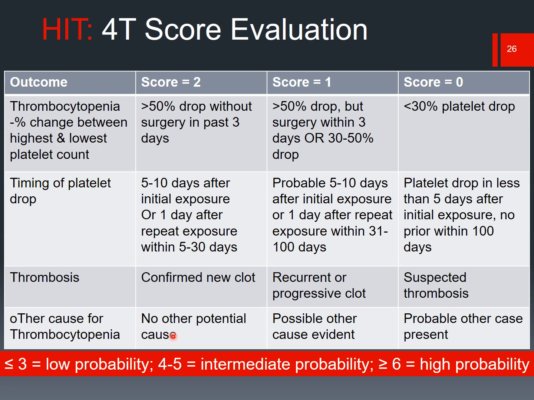In any regard, we add up the total score for the different 4 T's. And if their 4T score, as seen down here below, is less than 4, they have low probability for HIT. If it's 4 to 5, it's intermediate, and anything 6 or higher is high probability of HIT. If we have a high probability of HIT, we're already discontinuing the heparin product and converting them over to argatroban, which is our direct thrombin inhibitor.